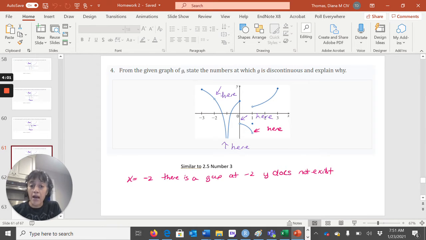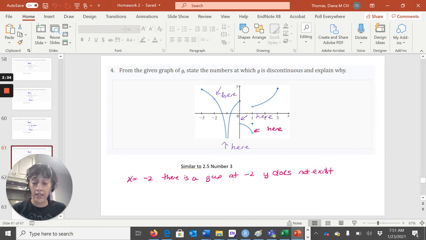And now I can write down why. It says explain why. We're making you do things by hand because we want you to really explain why. So at x equals -2, the y value doesn't exist. This is a gap. It's not real. We hardly ever see this in applications. I don't want to say never because there's probably some weird application out there, but this is a mathematician-invented thing just to make a counterexample.